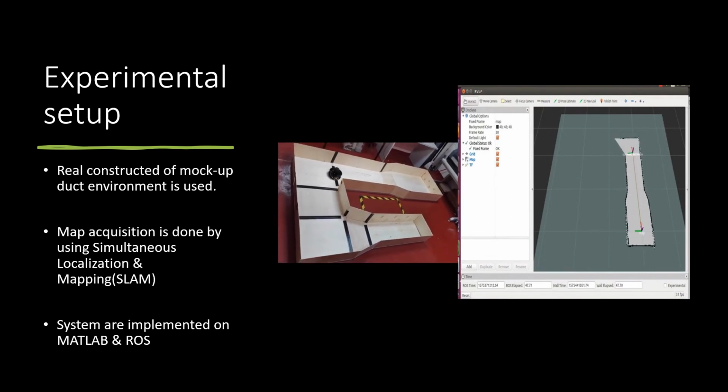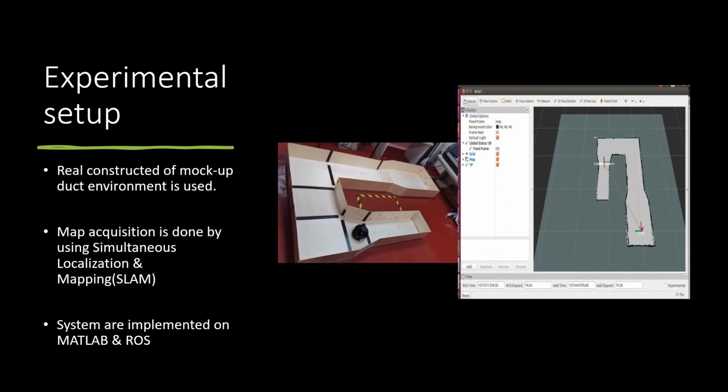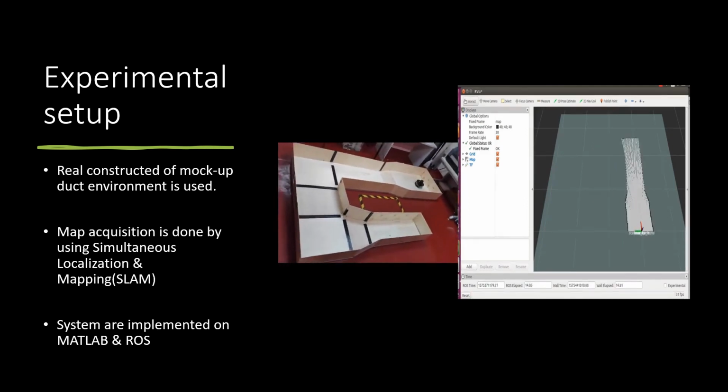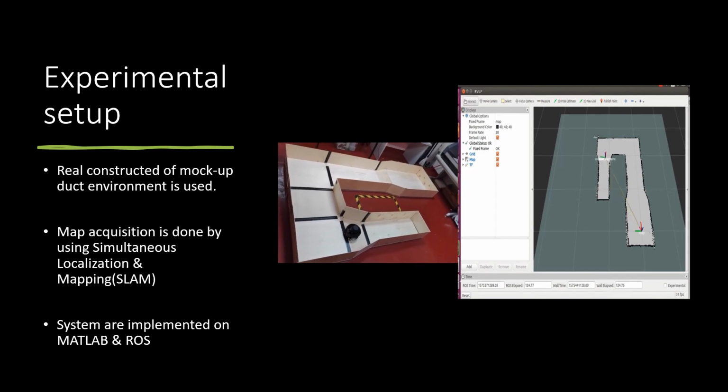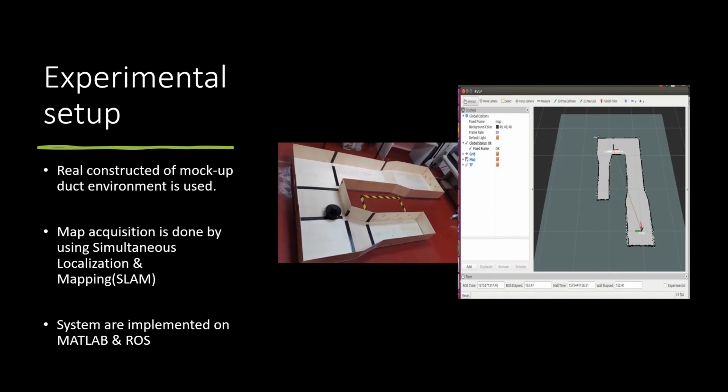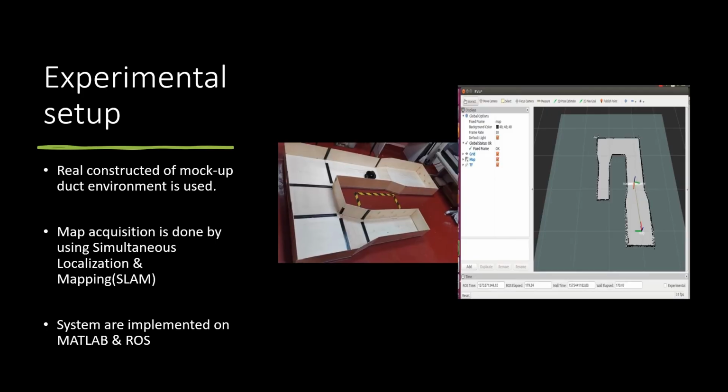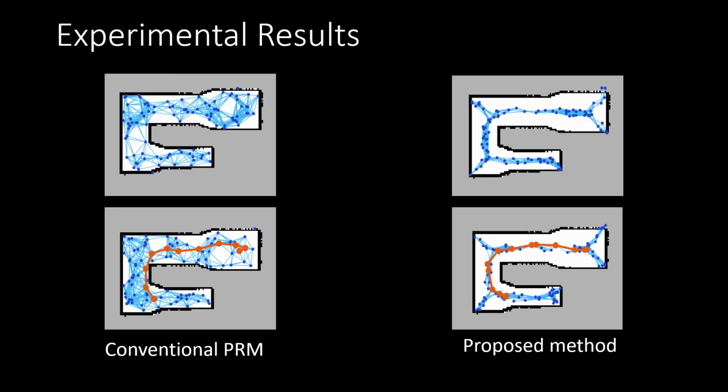Okay, next for the experimental setup, we use a real constructed mockup environment. On the right side, as you can see, is the video of how our map acquisition is done by using simultaneous localization and mapping. Our system is implemented on MATLAB and also ROS. Okay, this is our experimental result.